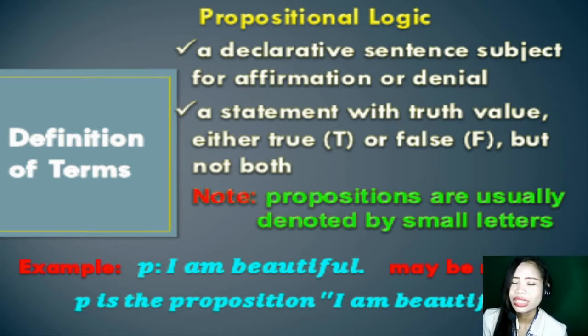If you are given a statement but it's both true and false, or you cannot identify if it's true or false, it is also not a propositional logic. So take note that propositions are usually denoted by small letters. Here in our example, we have the proposition P, I am beautiful. It may be read as P is the proposition I am beautiful.